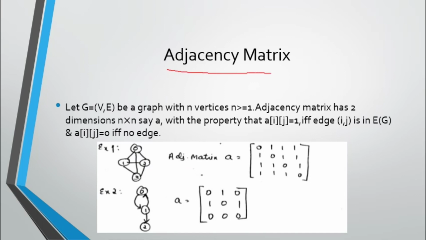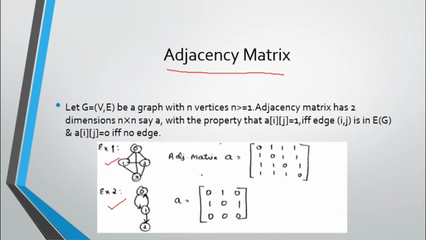To understand this concept, first we need to take a sample graph. Example one is the sample undirected graph and example two is the directed graph. Before we understand the examples, we'll discuss the definition once.